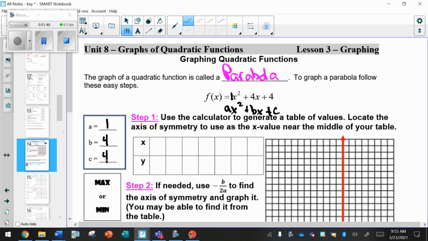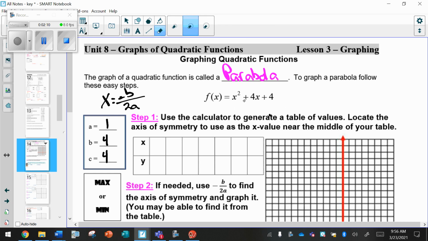We are going to use those a lot in our next unit, but they are very important to finding our axis of symmetry when we use the formula x equals negative b divided by 2a. That's why we pick out our a numbers and b numbers. Okay, so we're going to graph this, but we're going to use the calculator. So our function is x squared plus 4x plus 4.